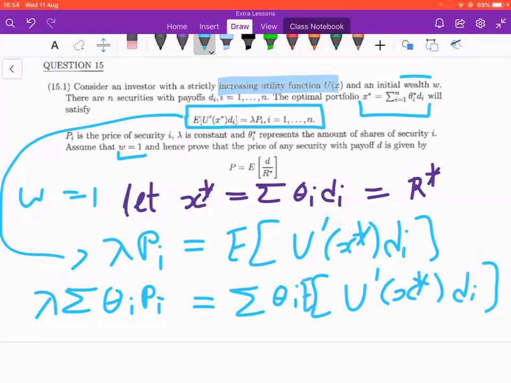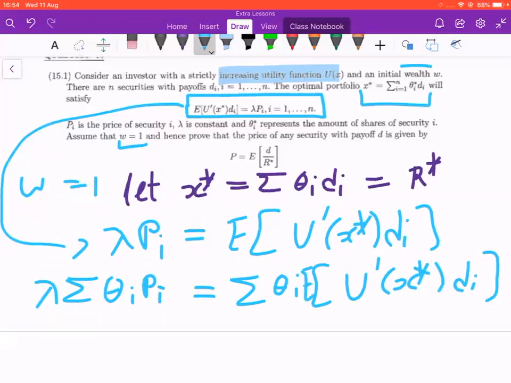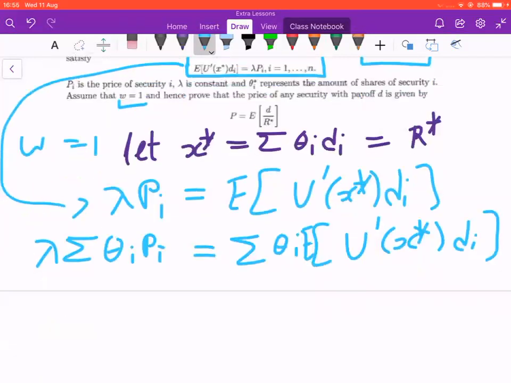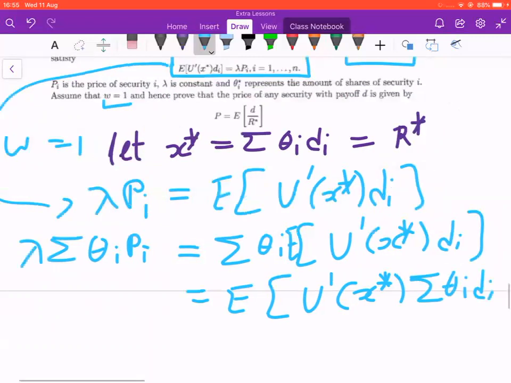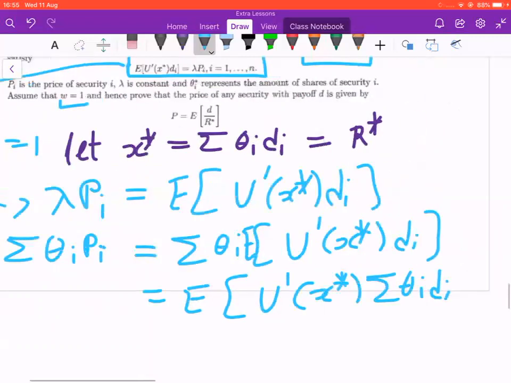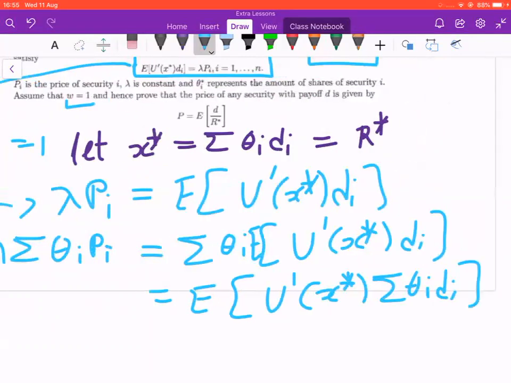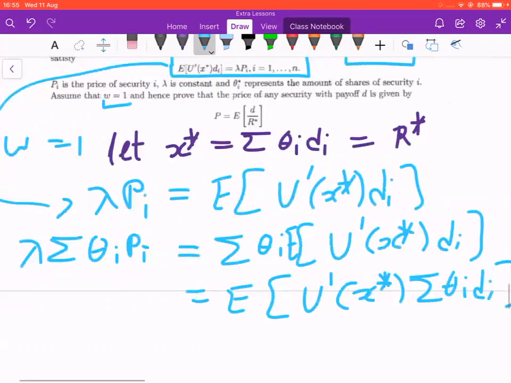Expectation, actually, I forgot to put the expectation. By the nature of the expectation, you can just take it outside. You will have the expectation of the first derivative of X star is going to be equal to the sum of lambda I d I, right? They said something about this thing.